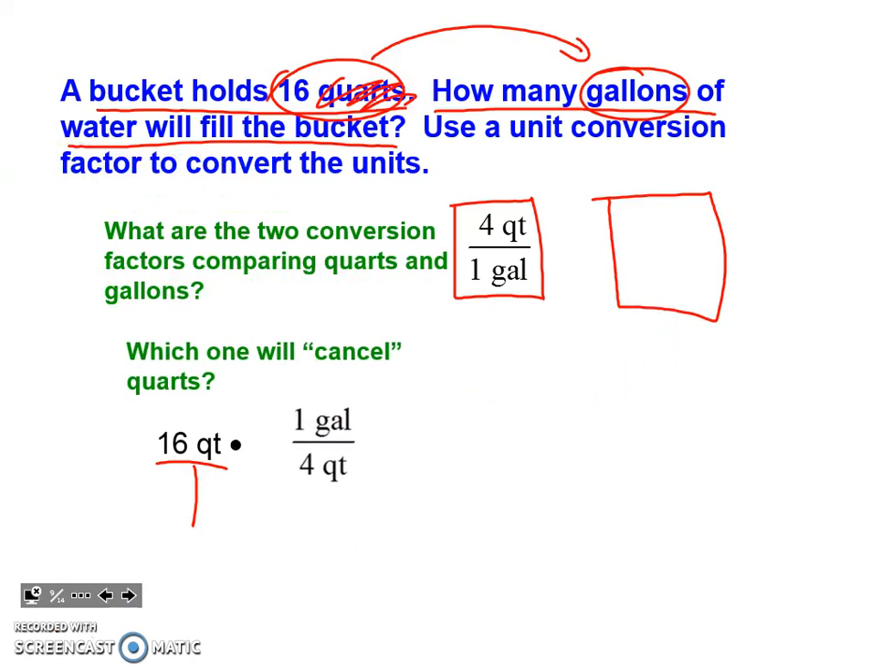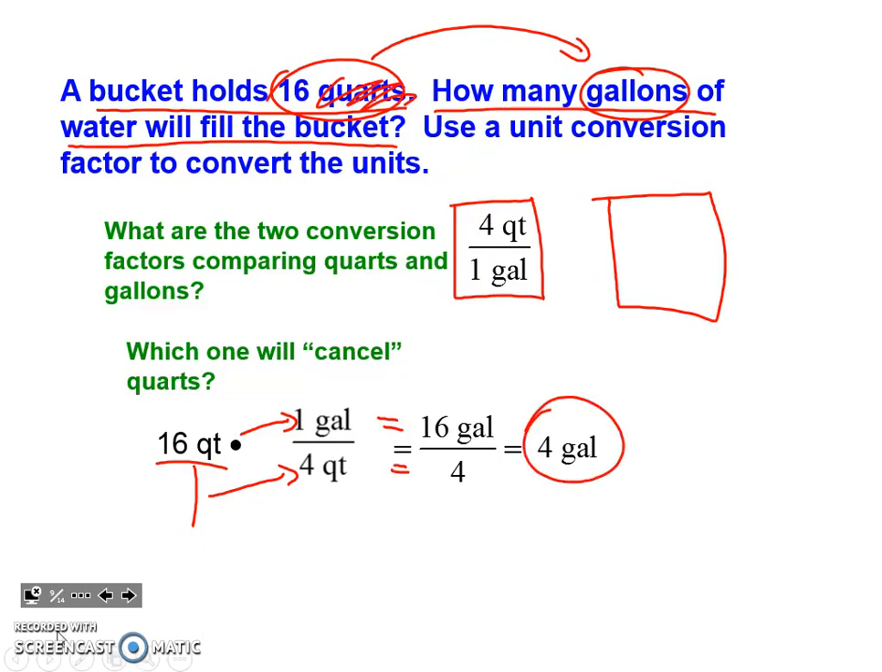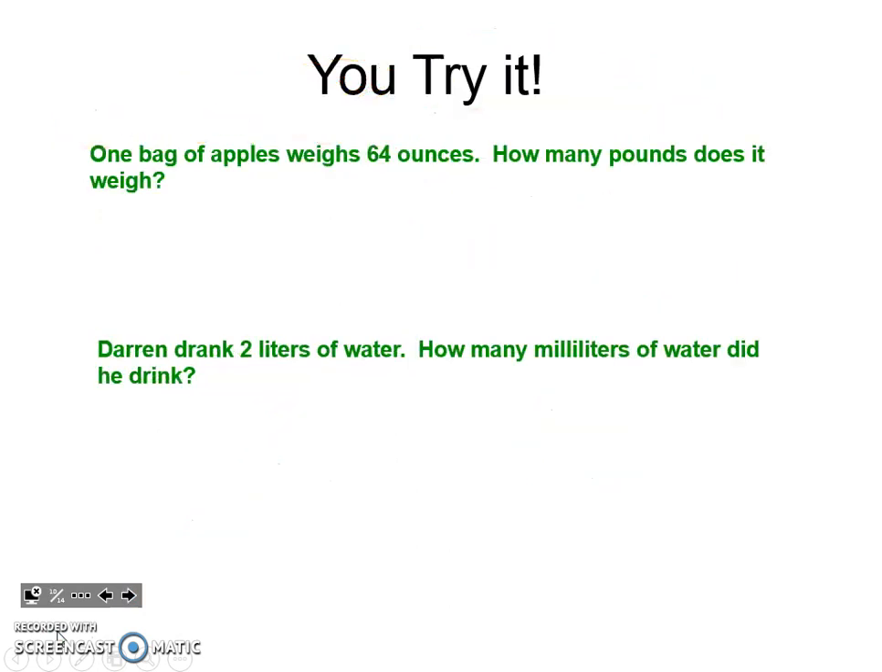Now, here we go. This is the conversion factor we want to use. So let's go ahead and multiply this out. 16 over 1, 16 times 1 gives me 16. And 1 times 4 gives me 4. And 16 divided by 4 gives me 4 gallons. Now what I want you to do is try these two. Take a pause, and then we'll work them out together.